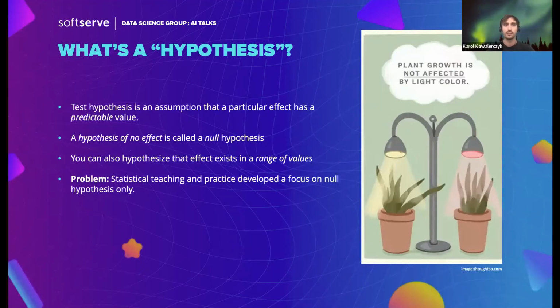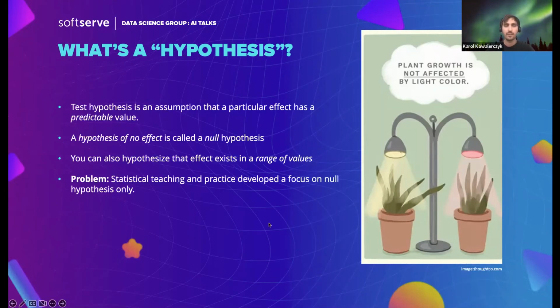And this is our hypothesis. So a hypothesis is a kind of assumption that a particular effect has a predictable value. And if that value is 0, so there is no effect, that's what we usually test, this hypothesis is called the null hypothesis. You can also hypothesize about different things and usually a range of values. For example, in the case of our plants and lights, an example hypothesis would be that yellow light affects growth speed and increases it by 1 to 2 months. And that could also be a hypothesis.